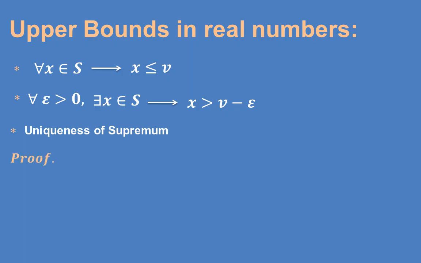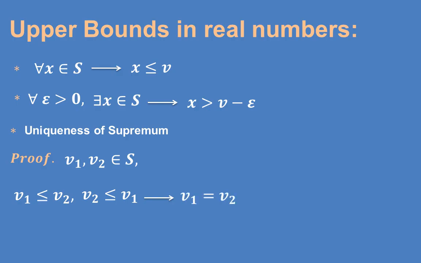To prove this property, let V1 and V2 be two suprema of the set S. Then, V1 and V2 are both upper bounds of S. And since V1 is a supremum of S, and V2 is an upper bound of S, therefore V1 is less than or equal to V2. And also, since V2 is a supremum of S, and V1 is an upper bound of S, V2 is less than or equal to V1. Then, by the law of trichotomy, this implies that V1 is equal to V2.